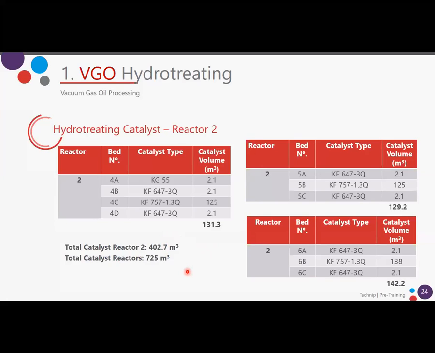So if you have some questions about catalyst, because now we will continue with process variables. So if you have some question regarding catalyst, please. Let's check here.